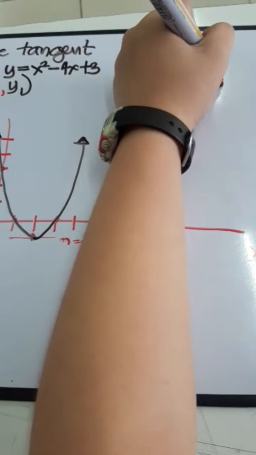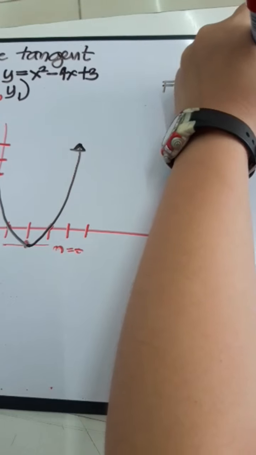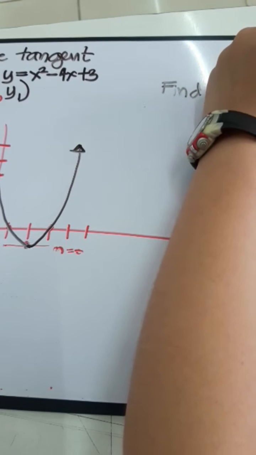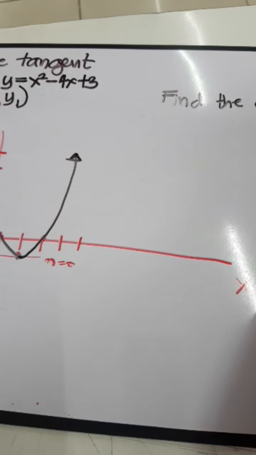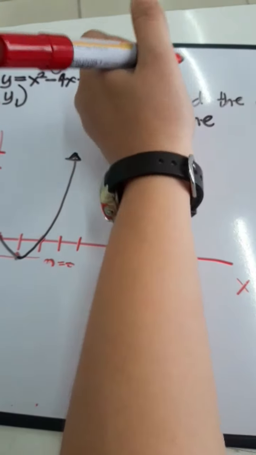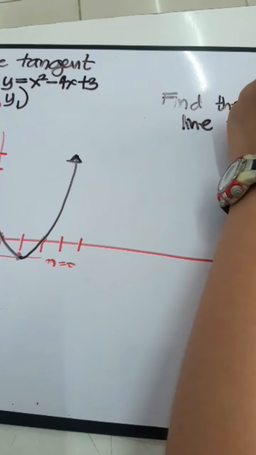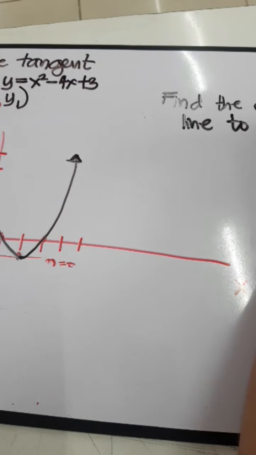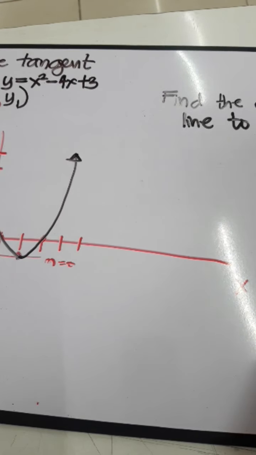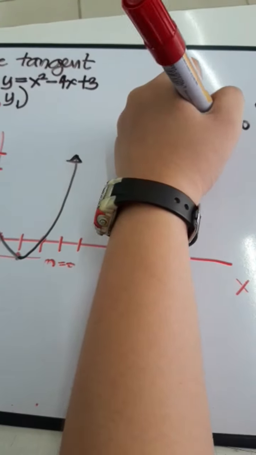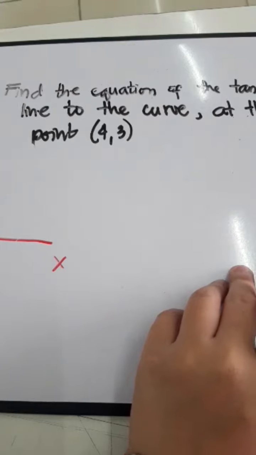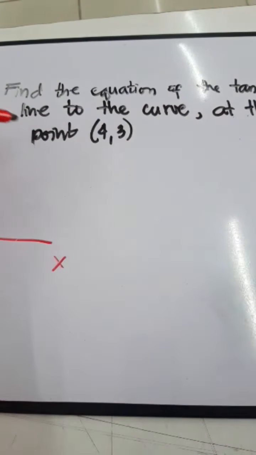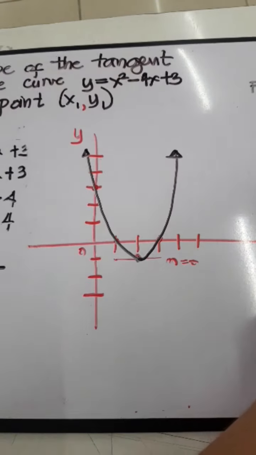So find the equation of the tangent line to the curve of this example class. So we are going to find the equation of the tangent line to the curve in our previous example at the point 4, 3. Okay? So along 4, 3 daw.